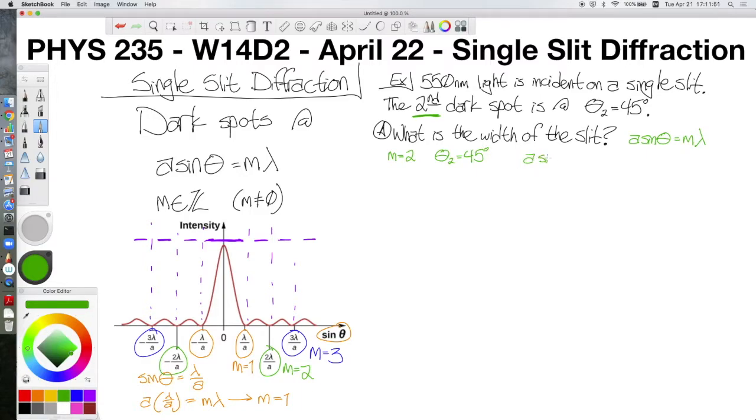We have a times the sine of 45 degrees equals our m value, which is 2, times our wavelength, which is 550 nanometers, or 550 times 10 to the negative 9th meters. From here, we can solve for a and get that the width of our slit must be 1.56 times 10 to the negative 6 meters, also known as 1.56 micrometers.